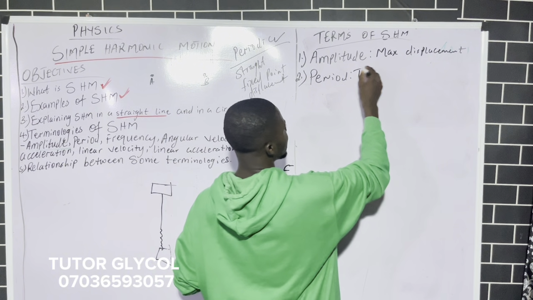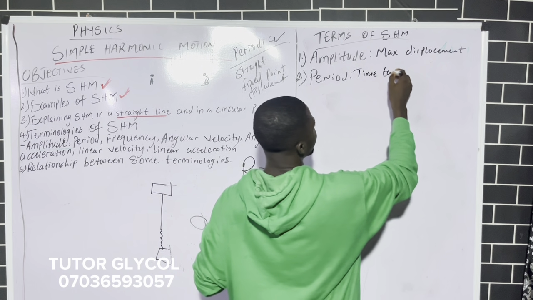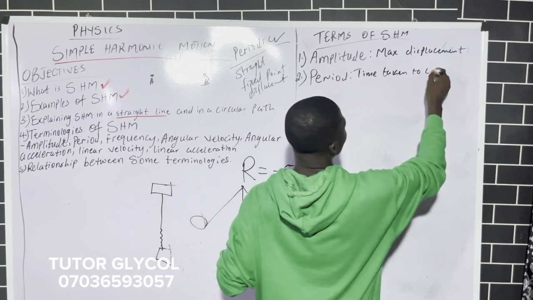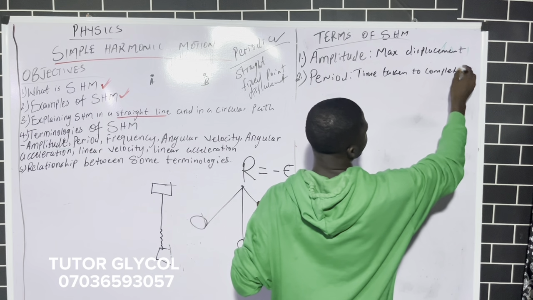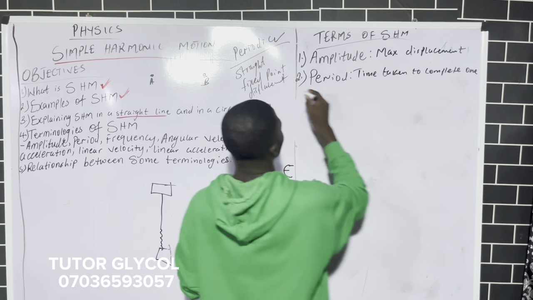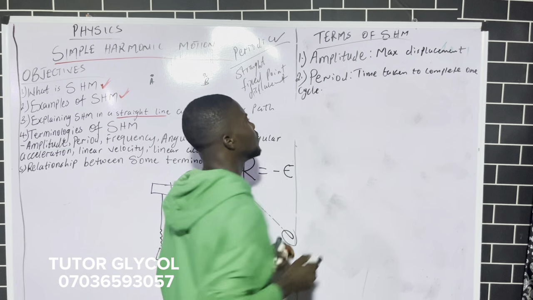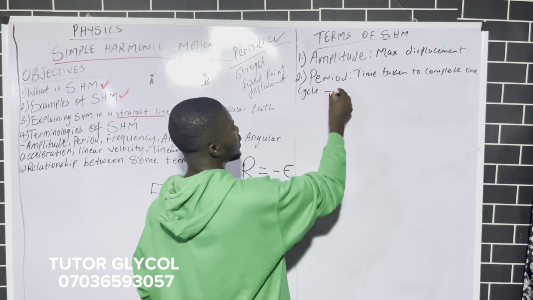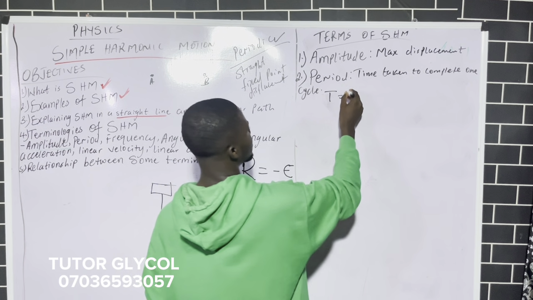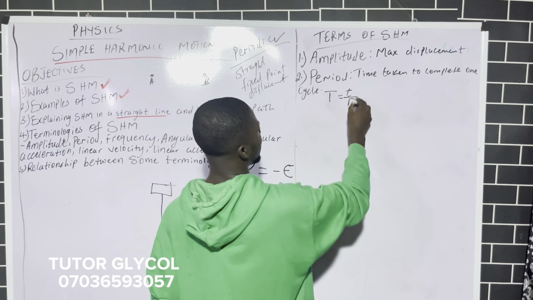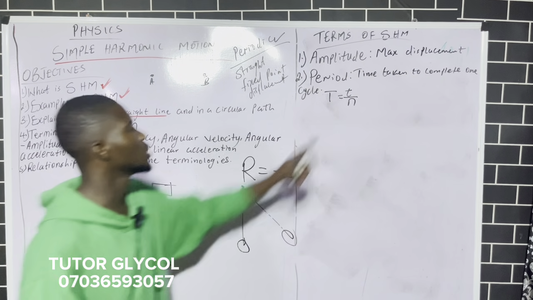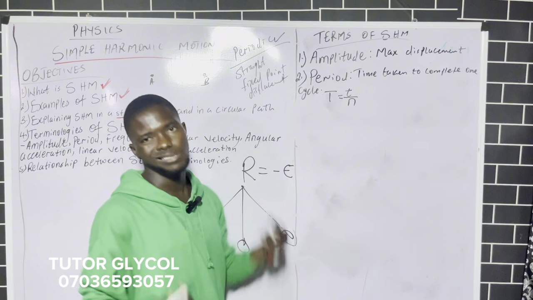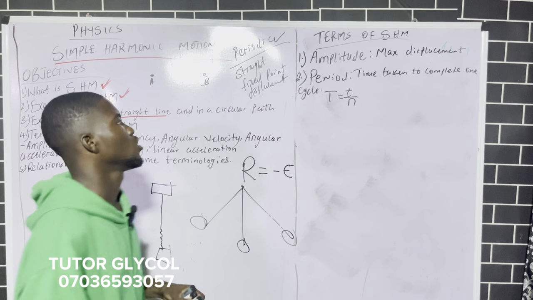So you can say time taken to complete one cycle. Take notes, please. Very, very important. It is represented with T, capital letter T, and the formula for it is t over n. This small t is the time, this n is the cycle. Let's take note. So that's the period.